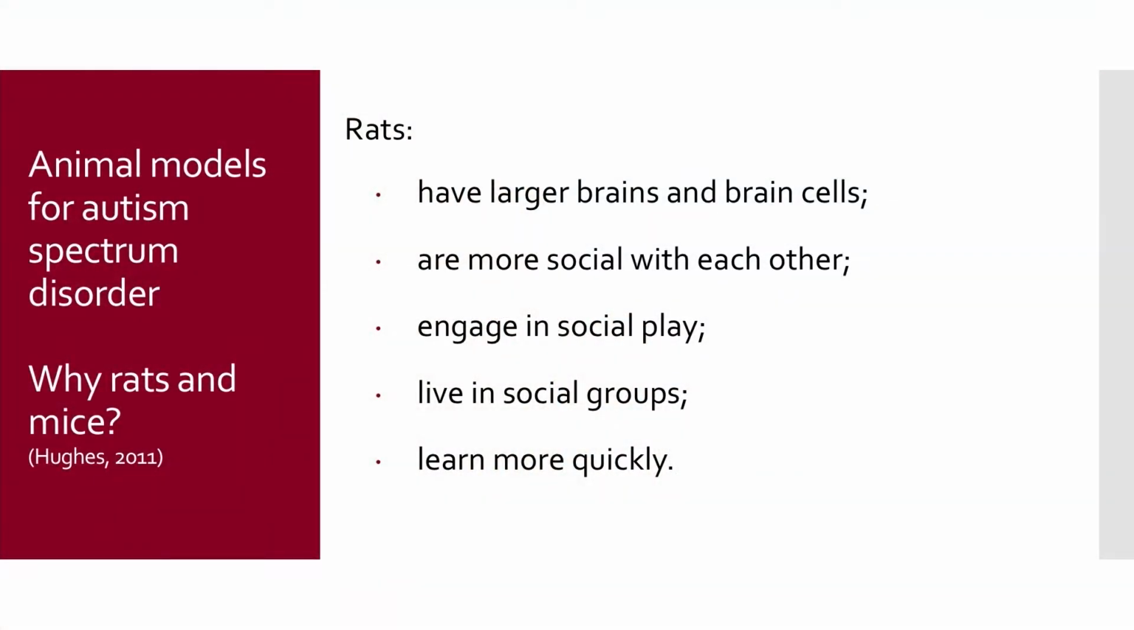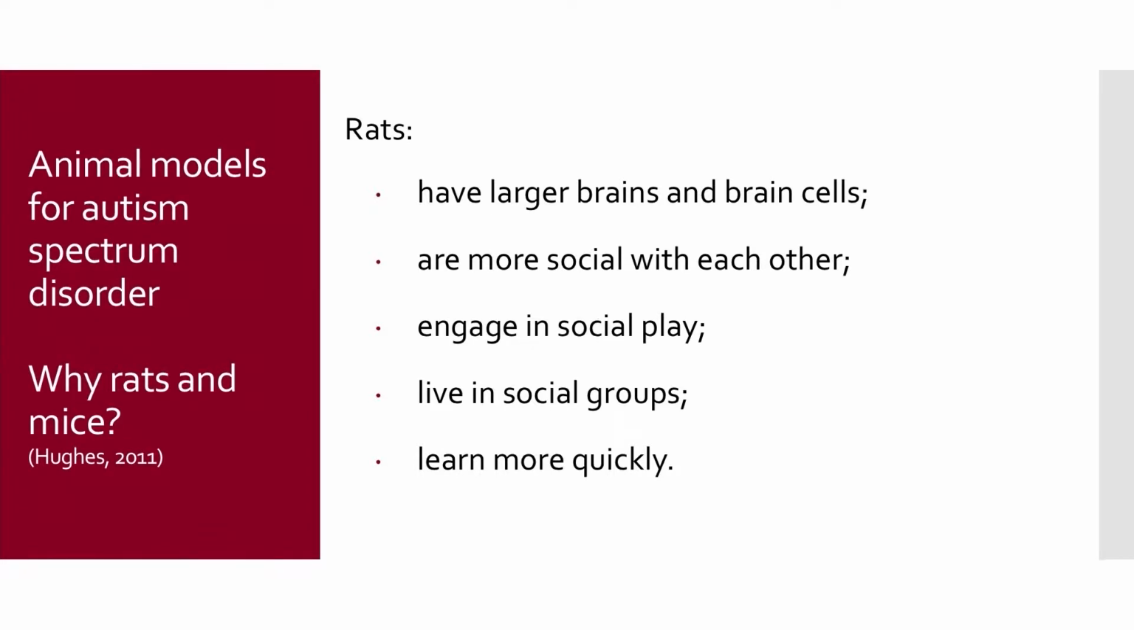So why rats? Well, in terms of science, rats have larger brain cells, which makes it a little bit easier to do the mapping. Rats are actually a very social creature. Have you ever heard the saying, if you see one rat, there's probably another one around? Rats engage in social play with each other. They live in social groups, and they learn very quickly. And so it makes them a really good animal model to use.